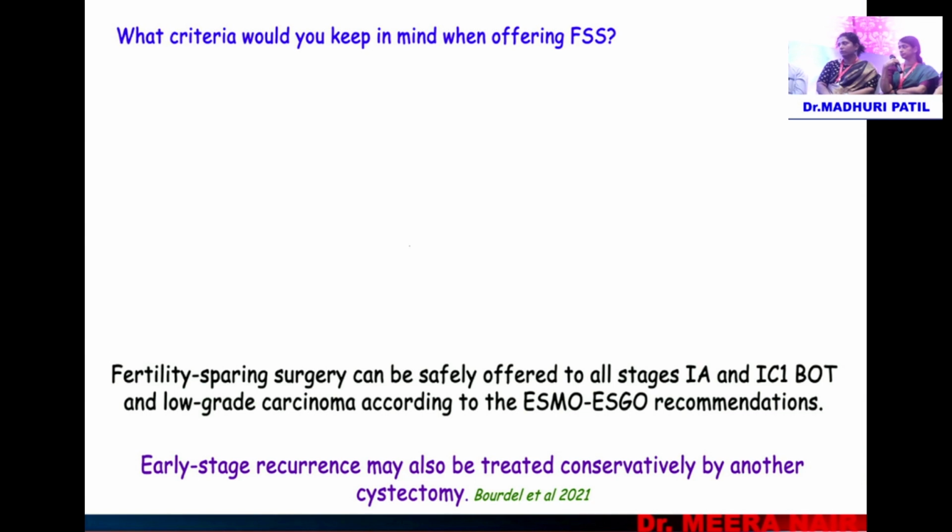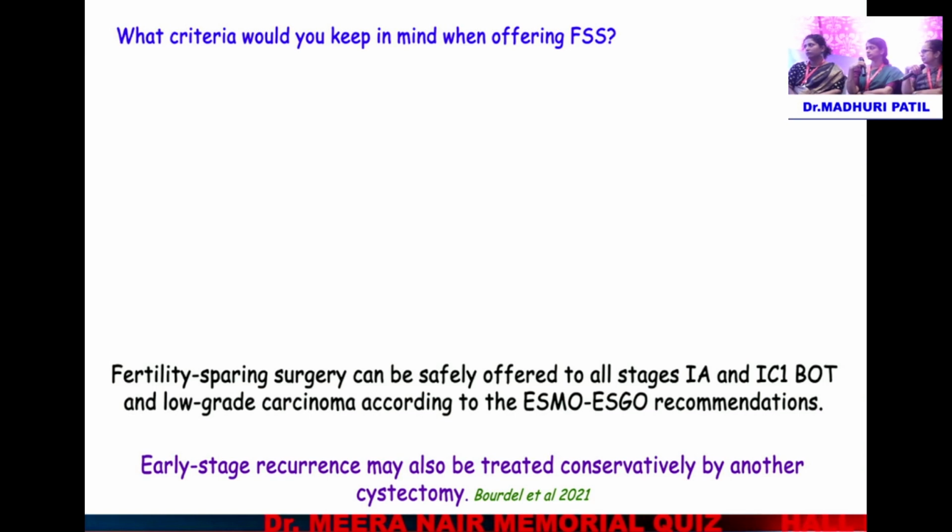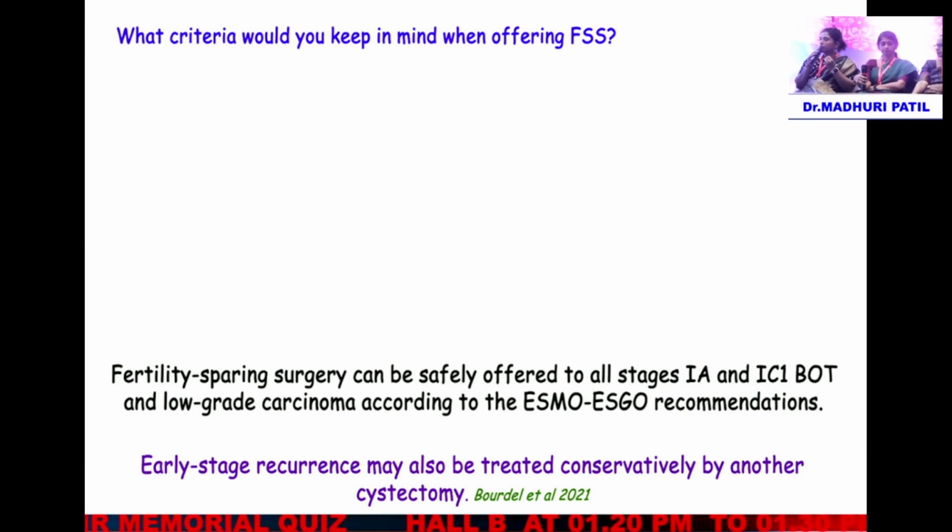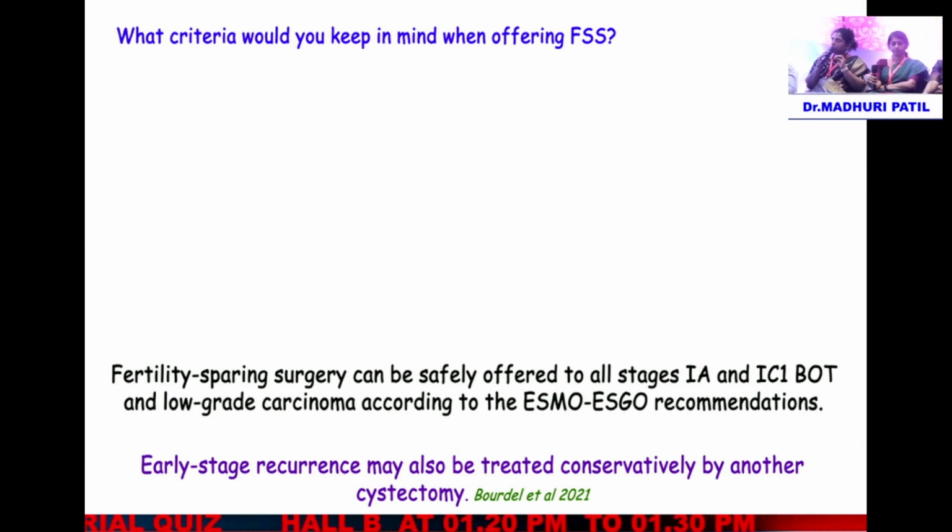So what criteria would you keep in mind before advising fertility sparing surgery? First, they should want a fertility sparing surgery. Then, with borderline, we start with an ovarian mass. We don't know if it's borderline, benign or malignant. That is what madam was trying to say. We always start with a staging laparotomy. The plan is always frozen and proceed. So we do a frozen.